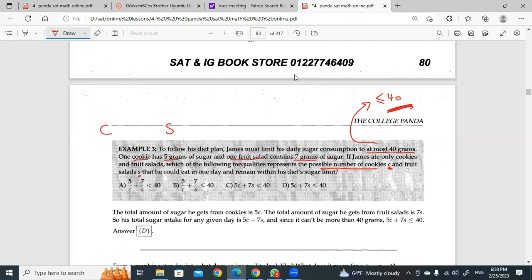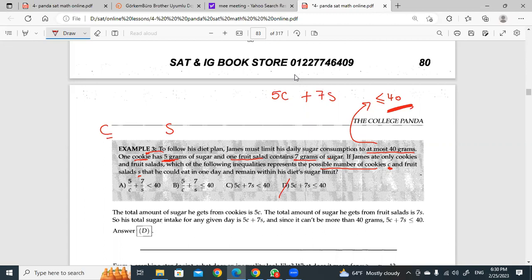Okay, so the cookie contains 5 grams. So the 5 grams is related to the cookies, which is C. So I have 5 grams of sugar inside the cookie. Okay, plus one fruit salad. The fruit salad contains 7 grams. So I will say the 7 grams is for the fruit salad. So right now, 5C plus 7S cannot exceed 40. So the answer will be number D.